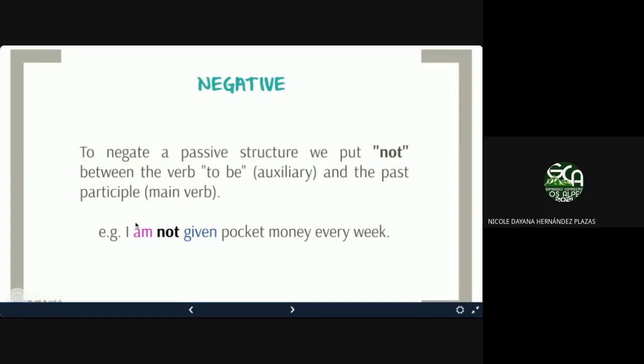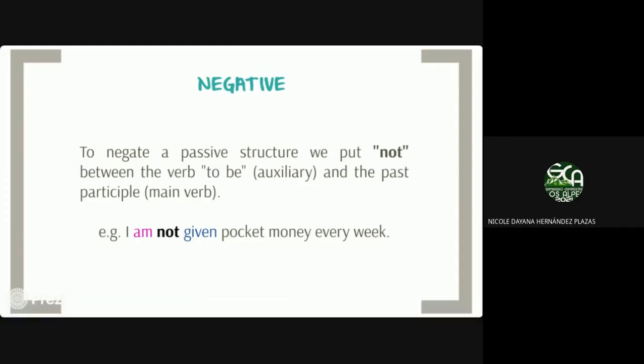So look at the example. I am not given pocket money every week. What is the meaning of pocket money? What do you imagine by pocket money? What is that? What is pocket money? Like, okay, literalmente es dinero de bolsillo, pero por ejemplo lo pueden entender como mesada, una mesada. Hay papás que le dan a sus hijos una mesada, así se llama, todas las semanas para que tengan dinero y manejan los chicos el dinero que les dan semanalmente.